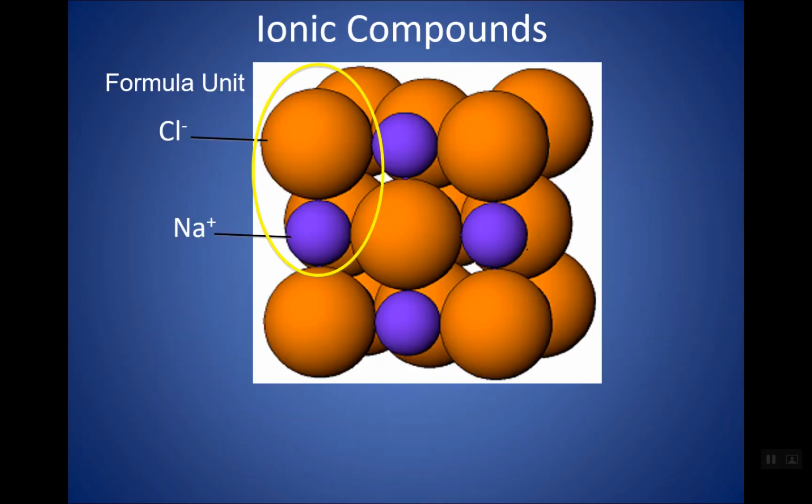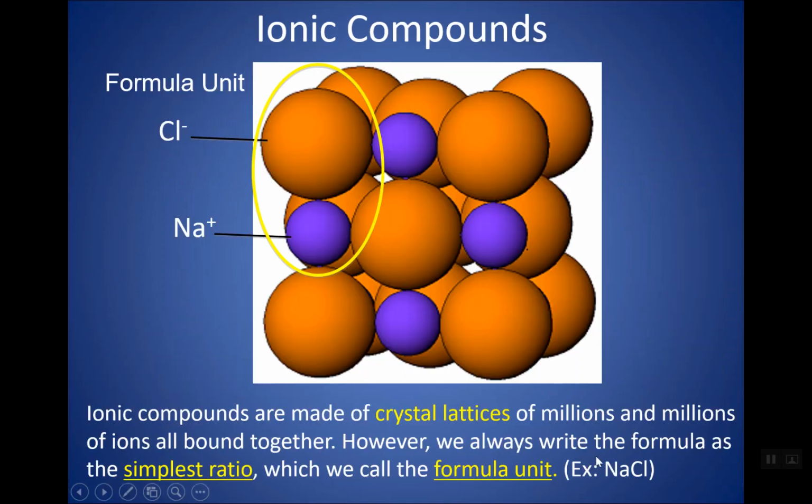And again, even though we write the formula as NaCl, these are really millions of positive ions and millions of negative ions, all in a lattice. We write the simplest ratio when we're writing the formula, which we can also call the formula unit. So if it was a 1-to-2 ratio, like magnesium, Mg2+ and Cl−, then we would write MgCl2. But again, really millions and millions of these ions, all locked in this lattice.